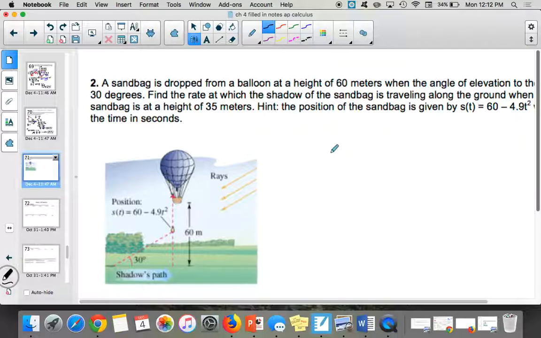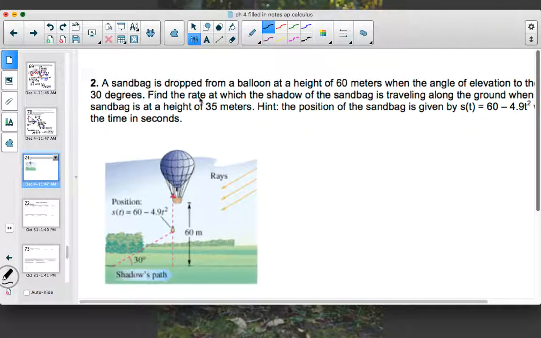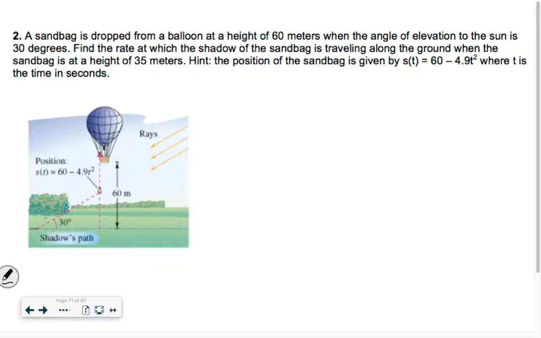All right, so number 2. A sandbag is dropped from a balloon at a height of 60 meters when the angle of elevation to the sun is 30 degrees. Okay, that 30 degrees is a fixed angle. Here's the situation that's happening here.